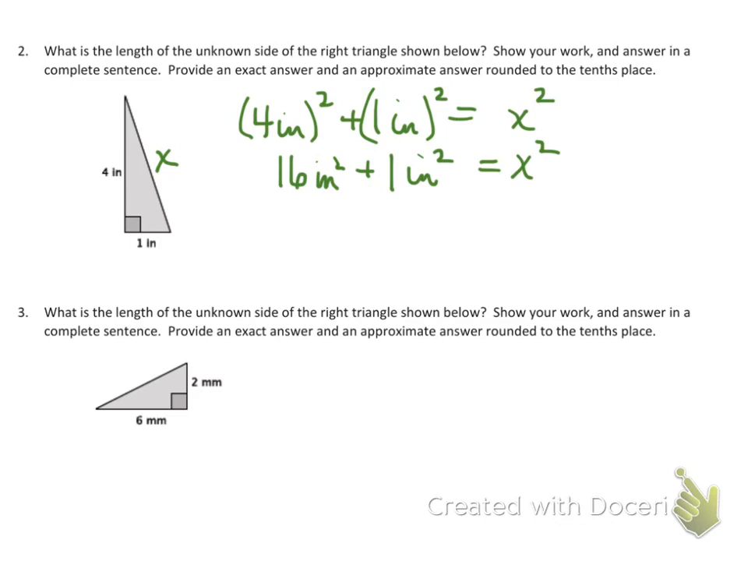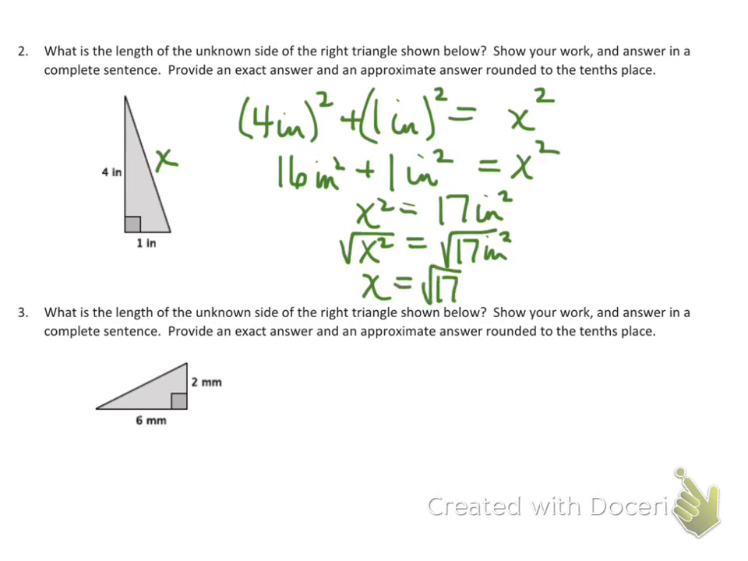So I'm going to turn this around. x squared is equal to 17 square inches. And so if I take the square root of both sides, the square root of x squared is equal to the square root of 17 inches squared. So the square root of x squared is x, which is equal to the square root of 17, and that would be inches now, because the square root of inches squared is inches. So x is the square root of 17 inches. That is our exact answer.